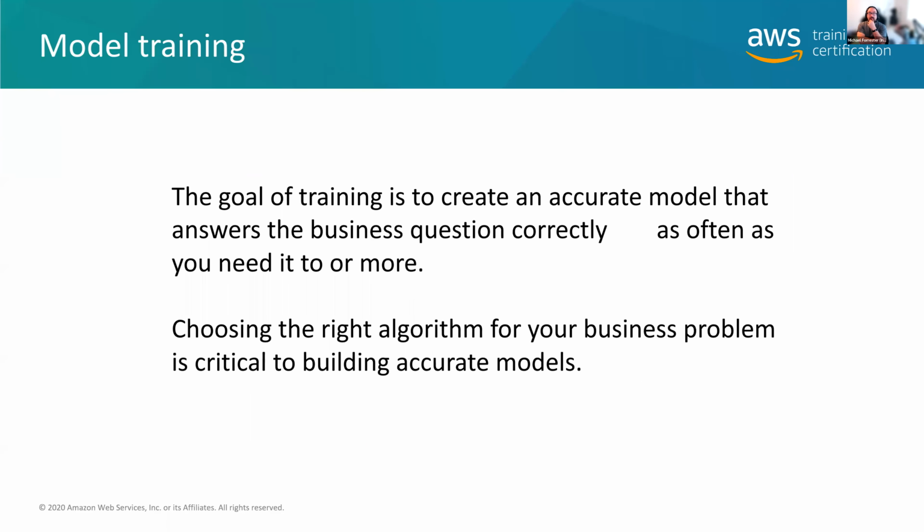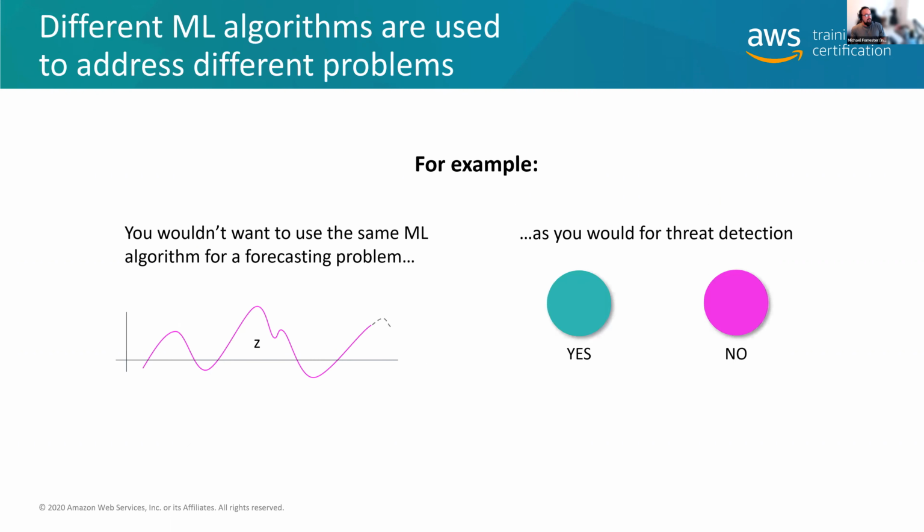So let's talk about algos. The goal of training obviously is to create an accurate model that answers the business question correctly as often as you need it to or more. So choosing the right algorithm for that is obviously important. Amazon SageMaker has 17 built-in algorithms that you can use, but if you use an existing framework that they already support, you can bring what algorithm you want. If you want to change the framework and the algorithm, you can do that, or you can actually get a third-party one from the marketplace if you prefer something else along those lines.